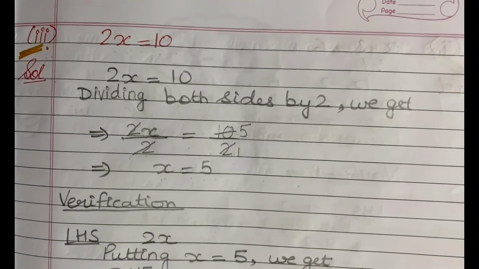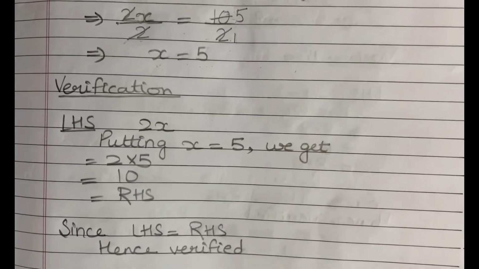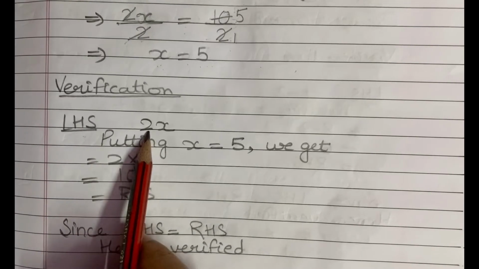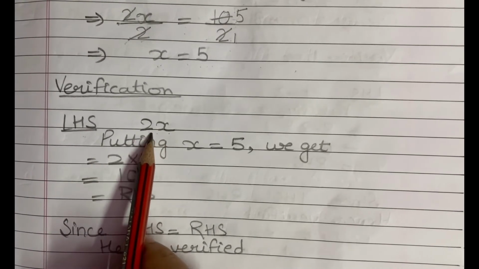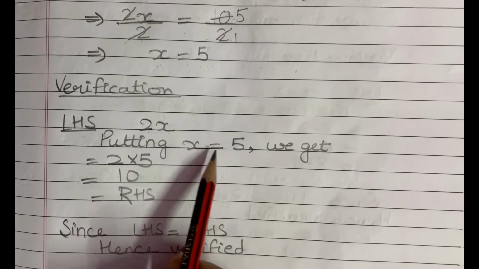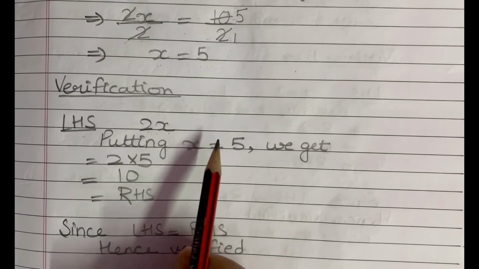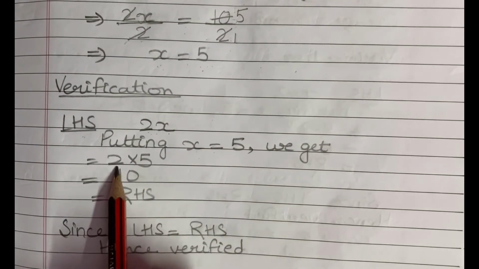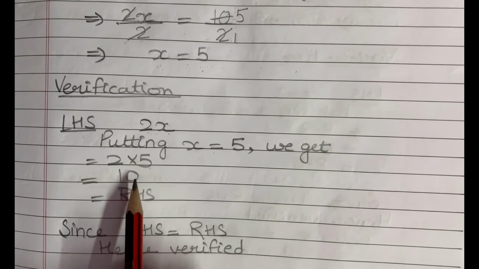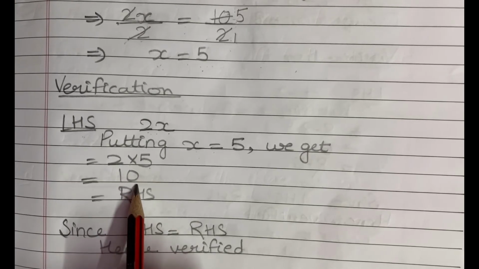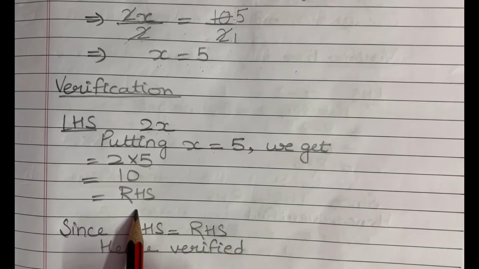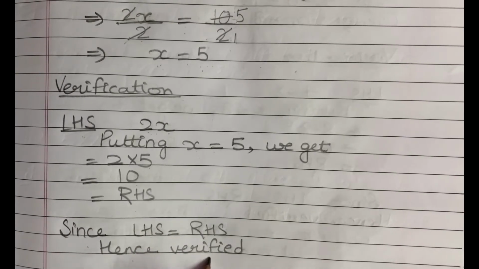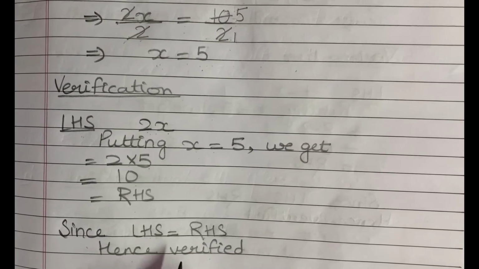Now students, in order to do the verification, we will take the LHS. In the LHS, we have 2x. Now in this 2x, we will put the value of x equals 5 which we have found above, and on putting we will get 2 multiplied by 5, and that is equal to 10, and this 10 is nothing but our RHS. Since LHS is equal to RHS, hence verified. Hopefully it is also clear to you.